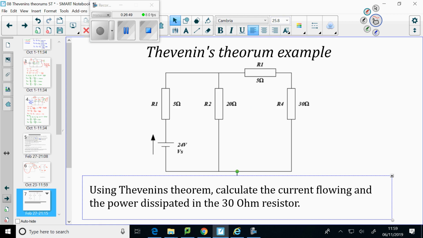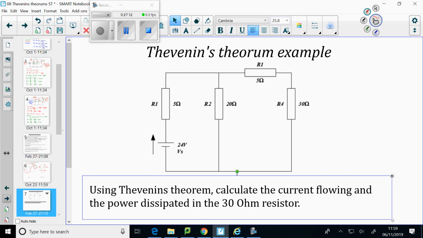So, what we're going to do is use Thevenin's theorem to calculate the current flowing in, and the power dissipated in, this 30 ohm resistor. So we're going to focus on this R4 here being the load resistor.